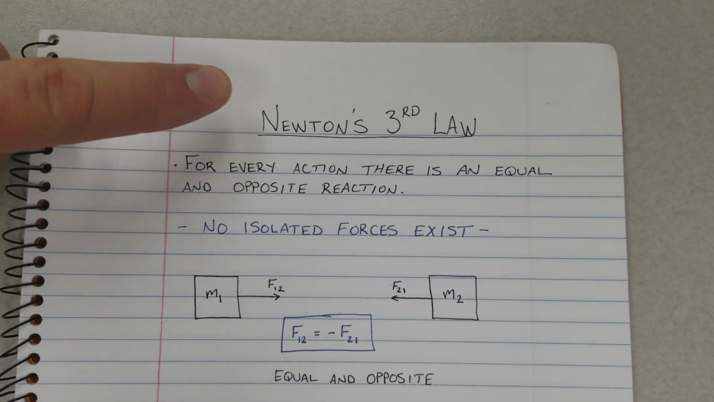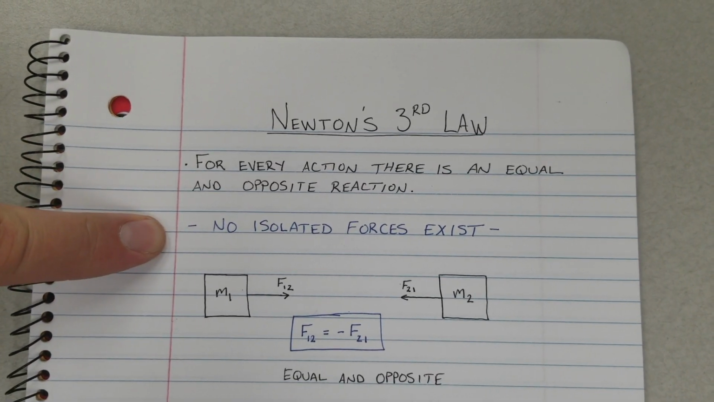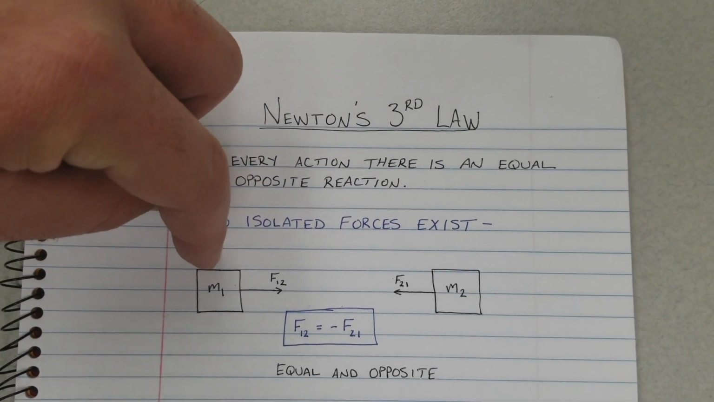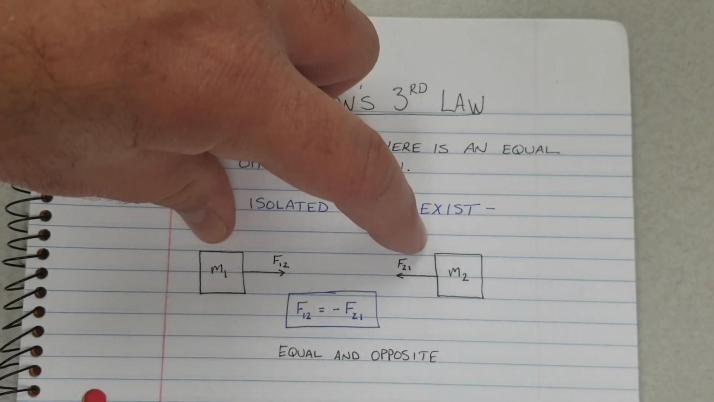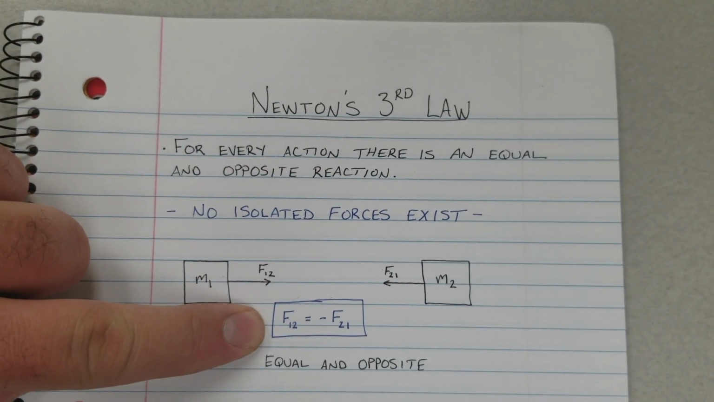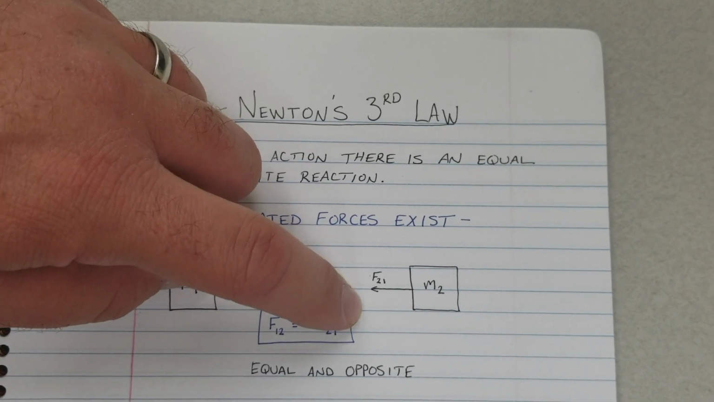Newton's third law: for every action there is an equal and opposite reaction. Or otherwise stated, there are no isolated forces. So mass 1 and mass 2 are attracted to each other in equal and opposite directions. The force of mass 1 on 2 is equal and opposite to the force of 2 on 1.